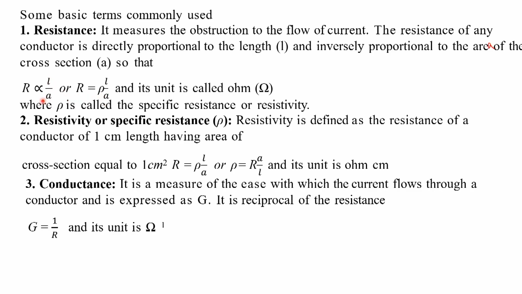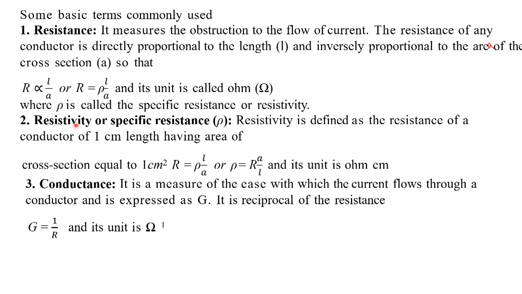If we remove the proportional sign here, we need a proportionality constant. So, R becomes rho times L by A, and its unit is ohm. Rho is called the specific resistance or resistivity.